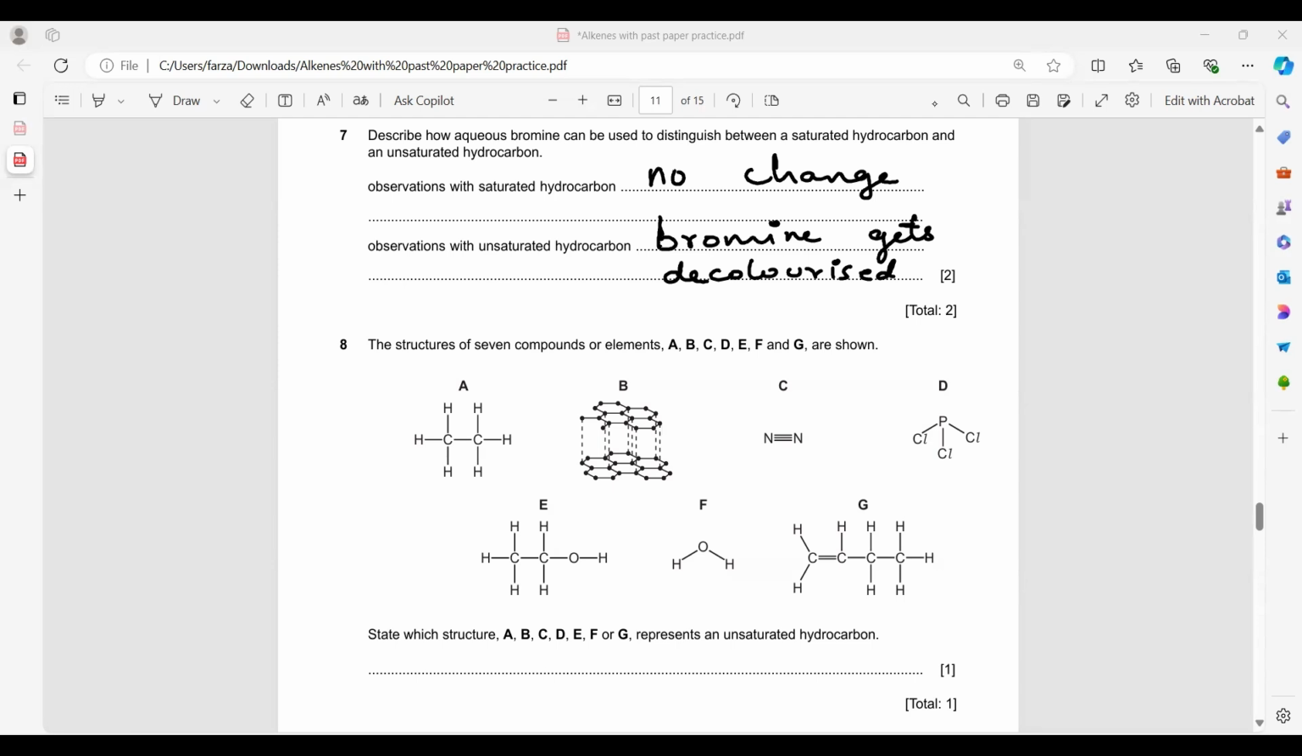So try it on. The structures of 7 compounds or elements A, B, C, D, E, F, and G are shown. So state which structure represents an unsaturated hydrocarbon. So remember, unsaturated hydrocarbon should have a double bond and it should be a hydrocarbon. So it should have hydrogens and carbons only. So try to locate it. From what I can see, G fits correctly into that criteria. So G will be the answer. So let's move on to the next.